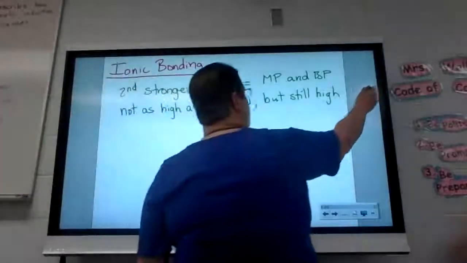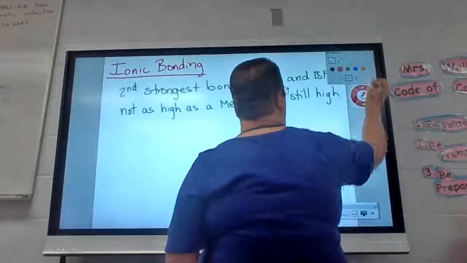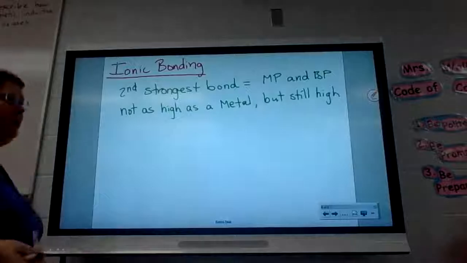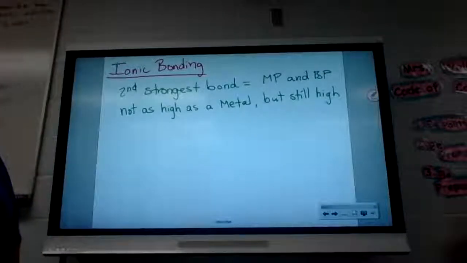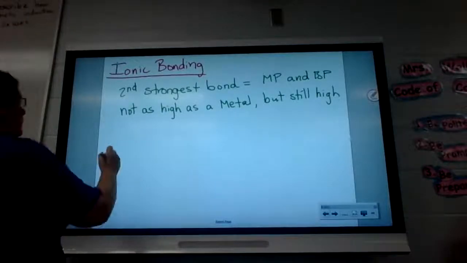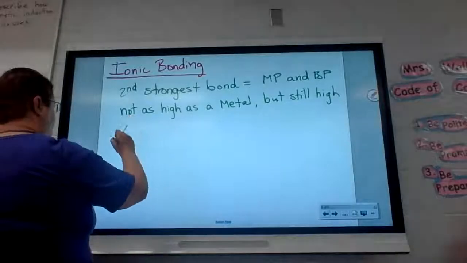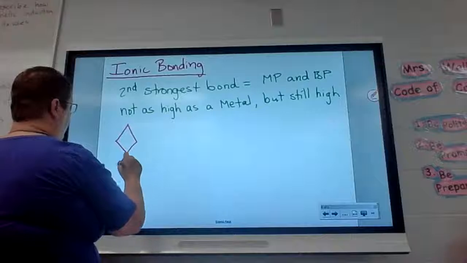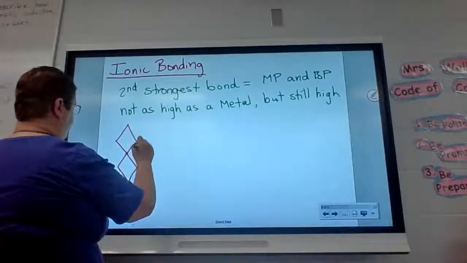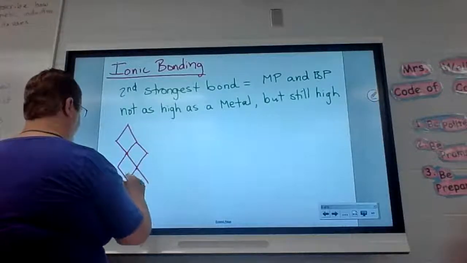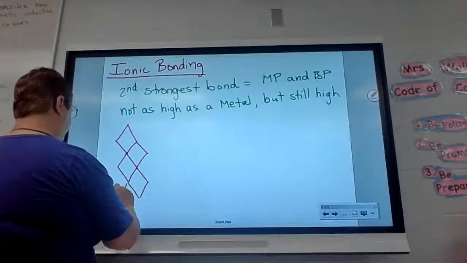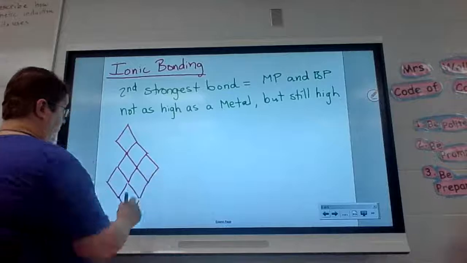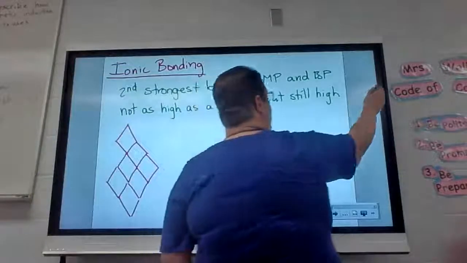Now, what makes it different from the metallic bond? All right, I have to draw a really ugly picture here. I'm sorry, but I just have no ability to draw, so y'all just have to work with me here. I haven't got very far yet. That looks pretty good. It looks like a maze.